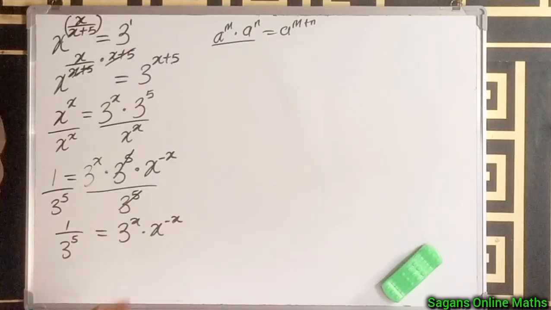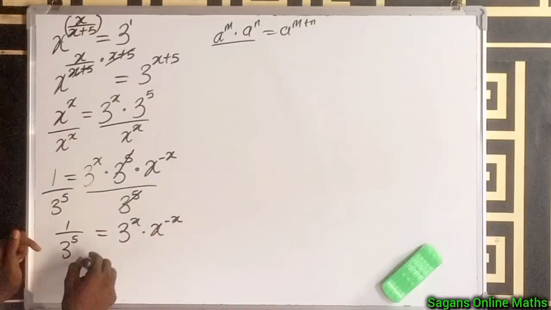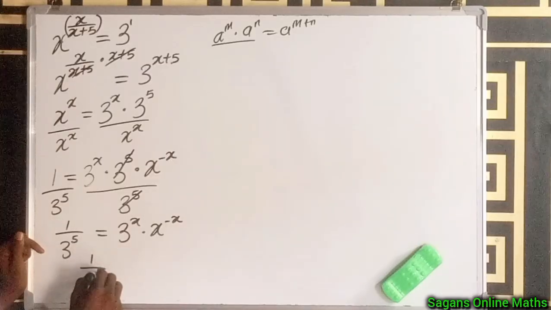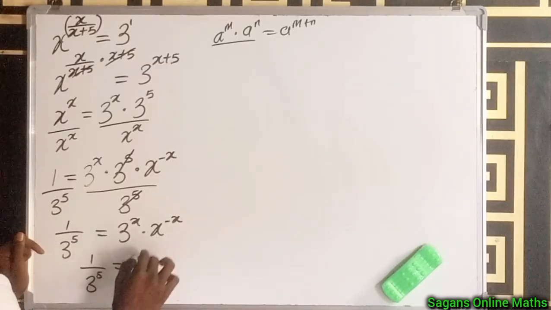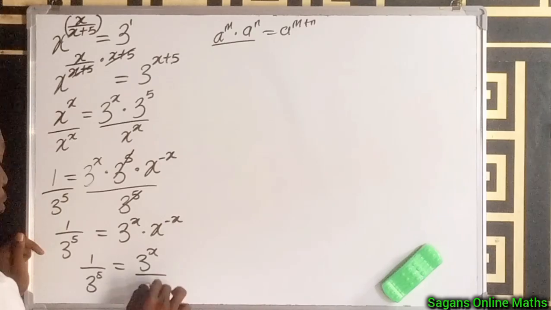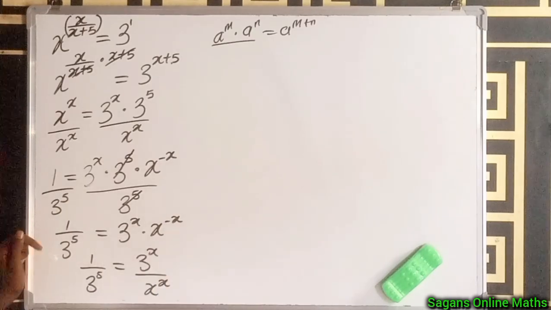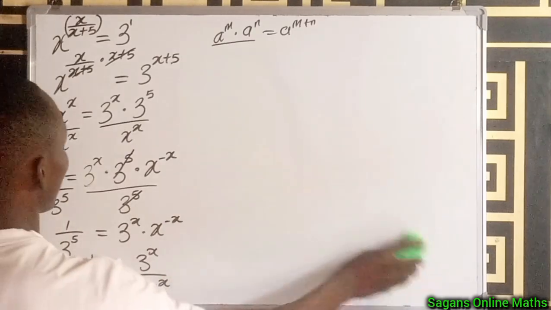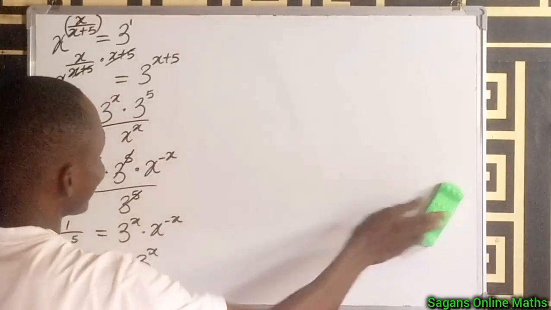Now again, if you take this back to its normal form, we will have that 1 divided by 3 to the power of 5 is equal to 3 to the power of x divided by x to the power of x. Wow, this is pocket-erroneous, right? Amazing. And I love this, and I know you love it too, right?